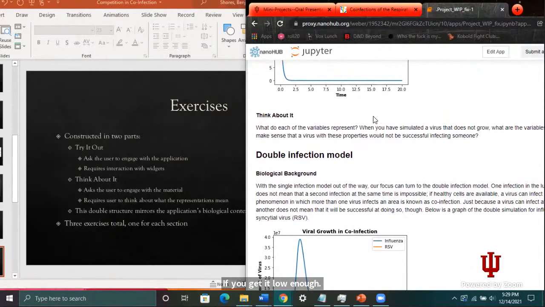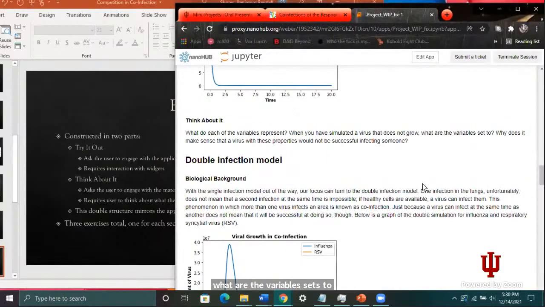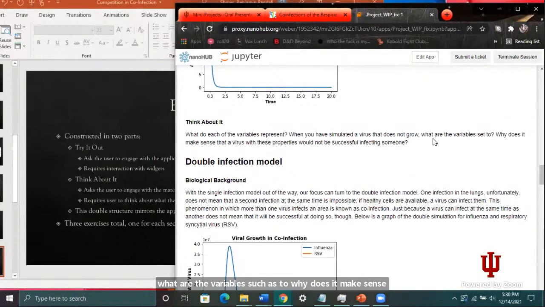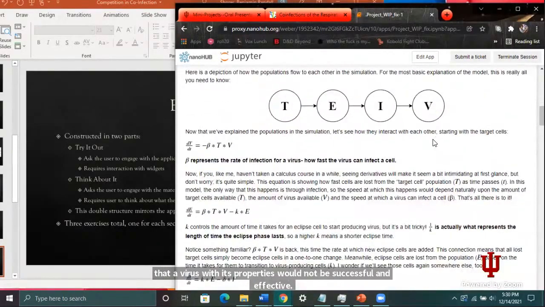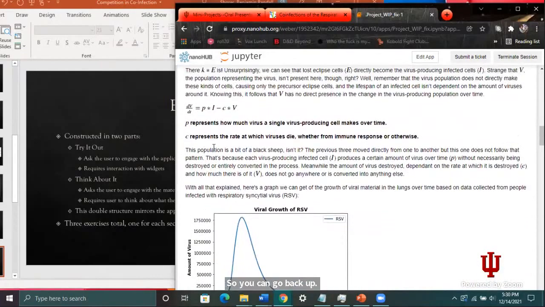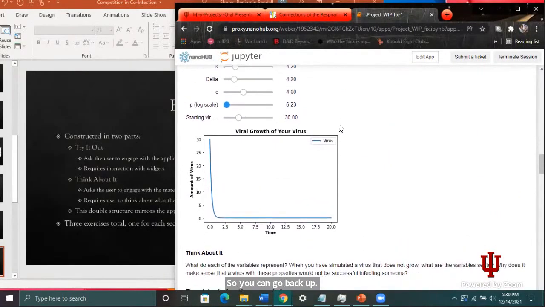And then the think about it asks you to look back and see what each of the variables represent. And when you have simulated a virus that does not grow, what are the variables set to? Why does it make sense that a virus with these properties would not be successful infecting someone? So you can go back up and locate P, which is how much virus a single virus-producing cell makes over time. So it makes sense that a cell that is not going to produce very much virus is not going to make for a successful infection.